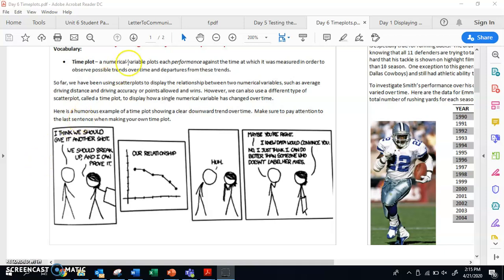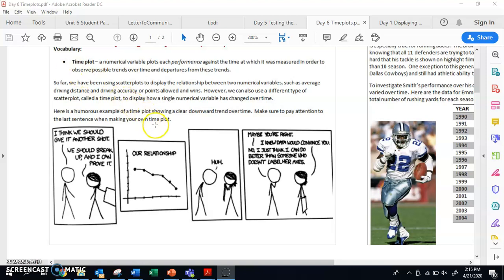All right, so in today's lesson, what I'm going to be talking about is time plots. Now, just a little bit of vocab. A time plot is a numerical variable that plots each performance against the time at which it was measured in order to observe possible trends over time and departures from these trends.